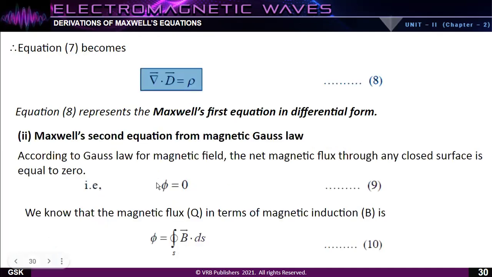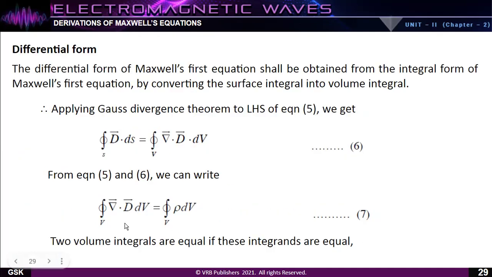From equations 5 and 6, we can write the volume integral of del dot D dV is equal to the closed volume integral of rho dV. So both sides of the integral are in volume only. The two volume integrals are equal if their integrands are equal.